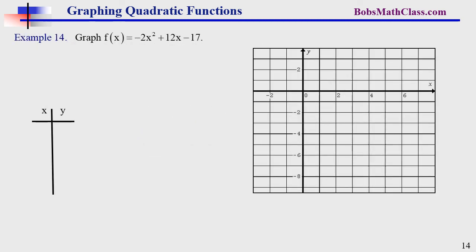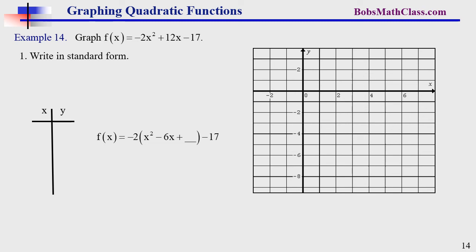All right, last one here. This one's a graph. And what we're going to do first is write it in standard form first. So we're going to factor out a negative 2 from the first two terms only. Kick the negative 17 to the right outside of the parentheses. Okay, so negative 2 times x squared minus 6x plus a space. The minus 17 is outside the parentheses.